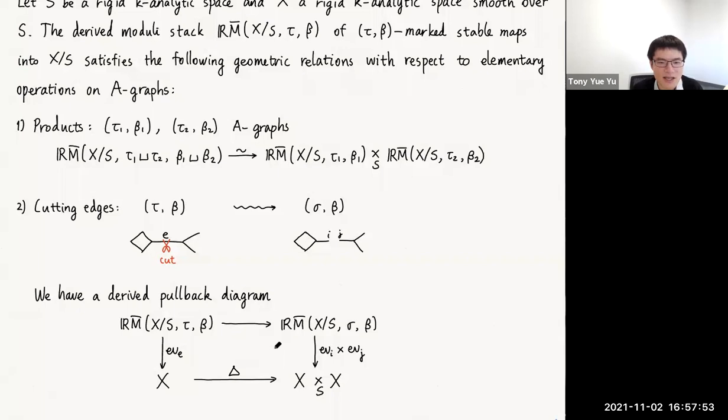Here, let me emphasize that it's intuitive to think because at the level of classical moduli spaces, that's what happens. But the content of the theorem here is that it's not just a classical pullback, but also a derived pullback. So it also contains all the information about virtual counts of curves.